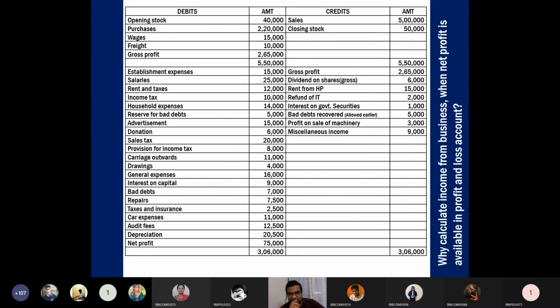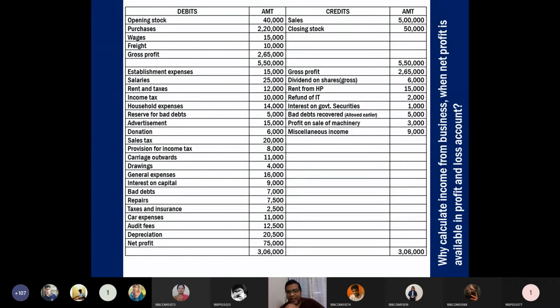In our example, in this profit and loss account, we have sales, which is nothing but your business income. Dividend from shares: is it coming from activities related to sales, buying and selling of goods, trade? The answer is no. This is from investment. It is taxable under the head other sources. So this is non-business income. Rent from house property, non-business income. Interest on government securities, non-business income. Profit on sale of machinery, non-business income.